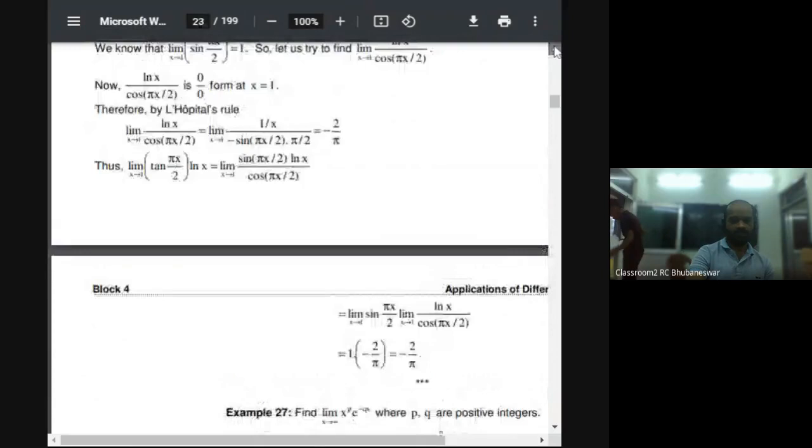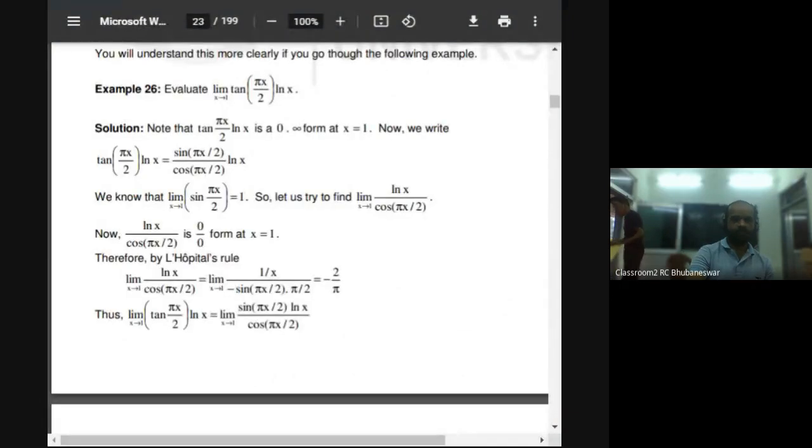In example number 26, the function is given: limit x approaches 1, tan of pi x by 2 into ln x. We have to note that when we substitute x equal to 1, the first function, tan of pi x by 2, gives us infinity, and when we assign x equal to 1 in the logarithmic function, the value is 0. So here the indeterminate form is 0 into infinity when we assign x equal to 1.